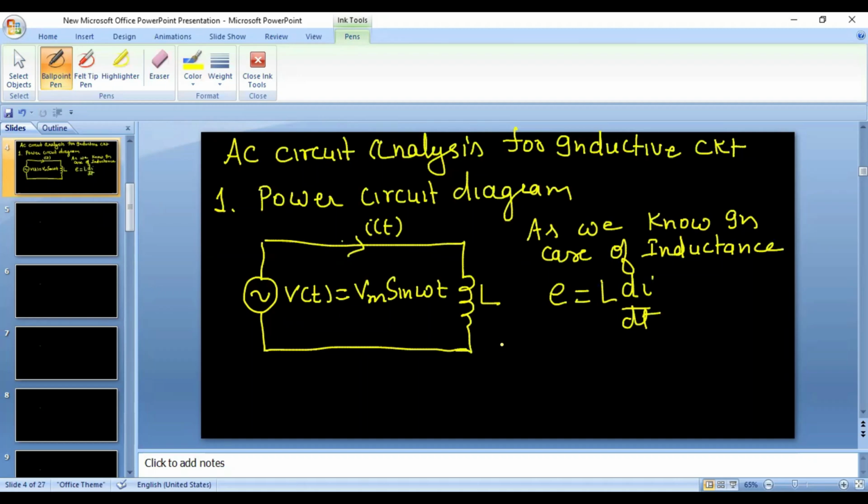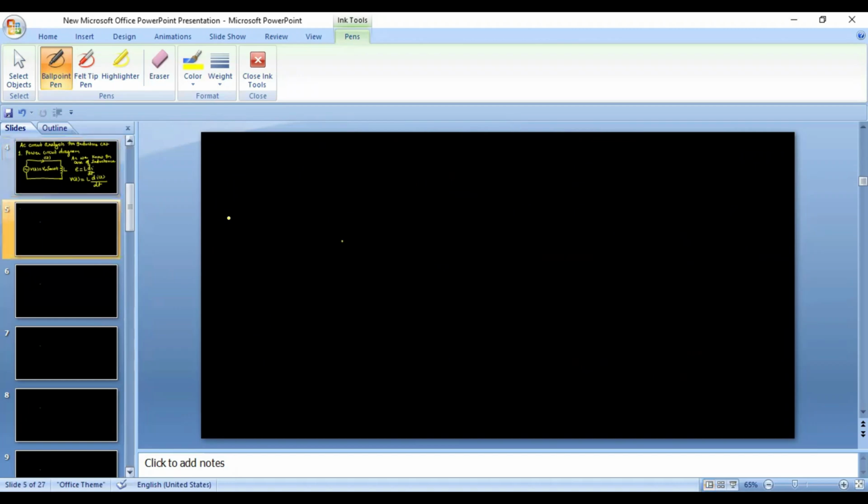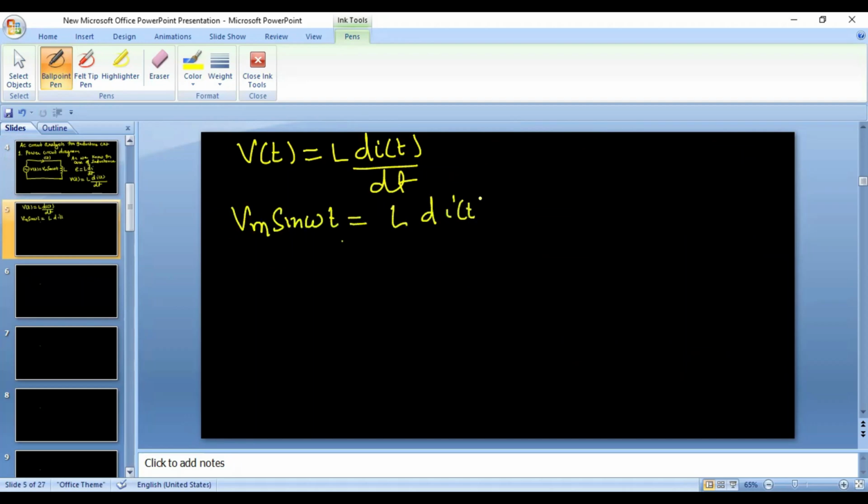Now, in this case, as the supply voltage is Vt, in place of e, I am going to write Vt, L, and the current flowing through this circuit is It, so in place of i I can write It. Now, this is the voltage across the inductor. As my interest is to determine the current It, I can put the equation of the supply voltage Vt, that is equal to Vm sin omega t. So Vm sin omega t is equal to L dIt by dt.